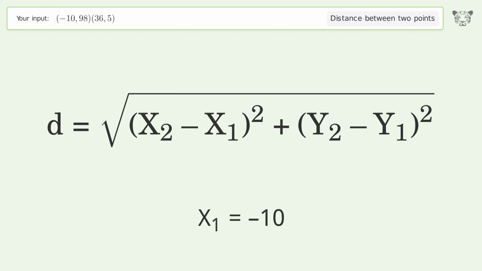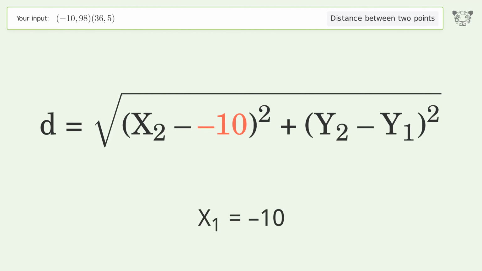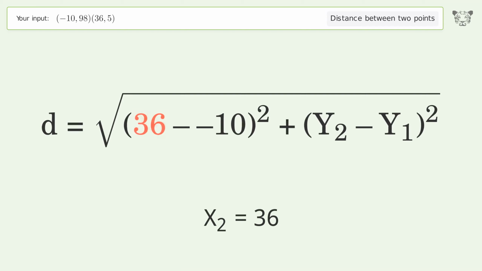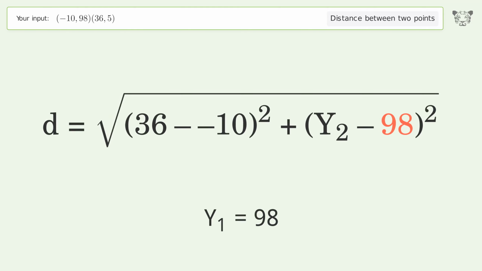x1 equals -10. x2 equals 36. y1 equals 98. y2 equals 5.